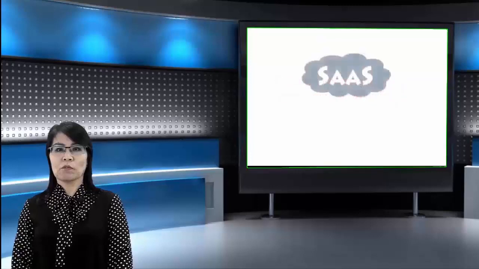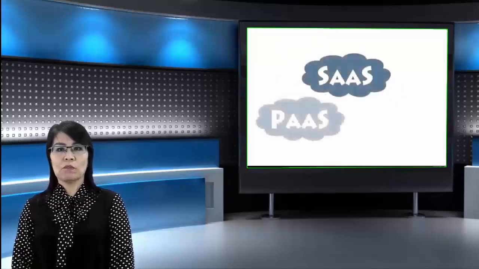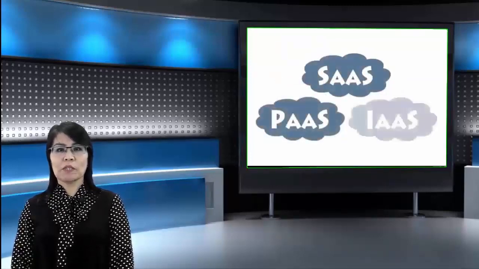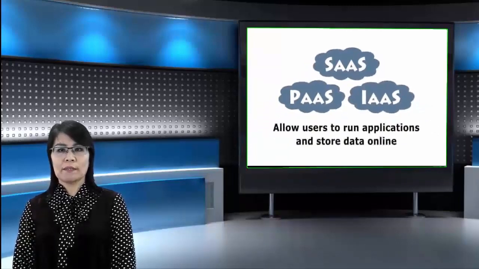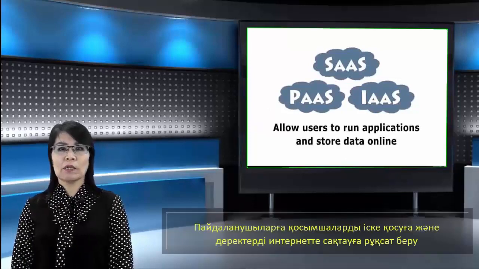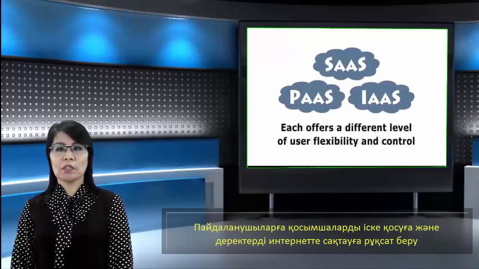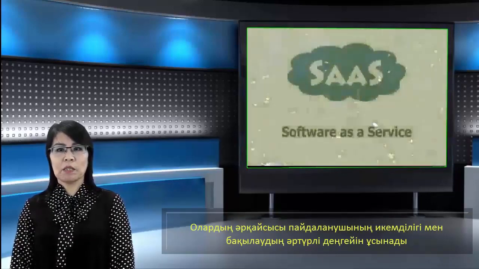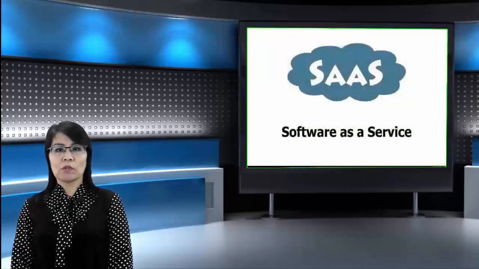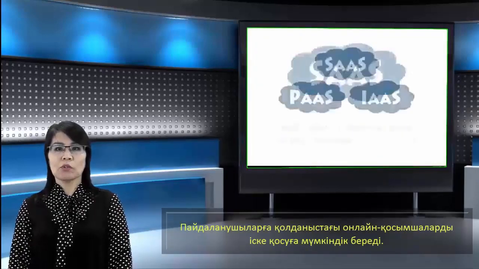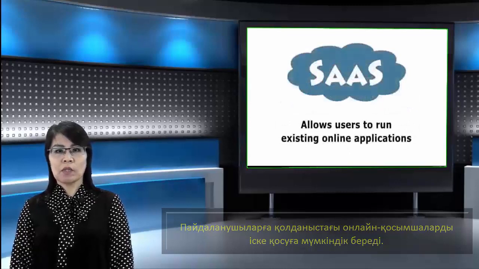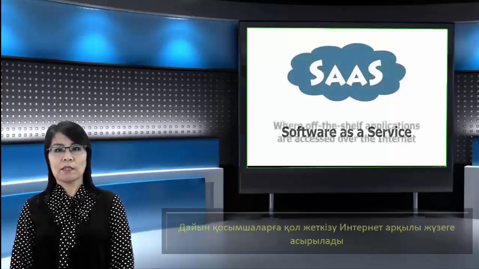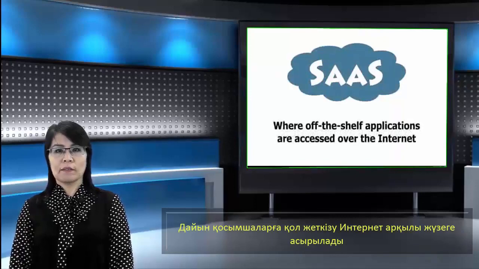The three building blocks of cloud computing are: first, software as a service, or SaaS; second, platform as a service, or PaaS; and third, infrastructure as a service, or IaaS. They allow users to run applications and store data online. Each offers a different level of user flexibility and control. Software as a service, or SaaS, allows users to run existing online applications. Off-the-shelf applications are accessed over the internet.